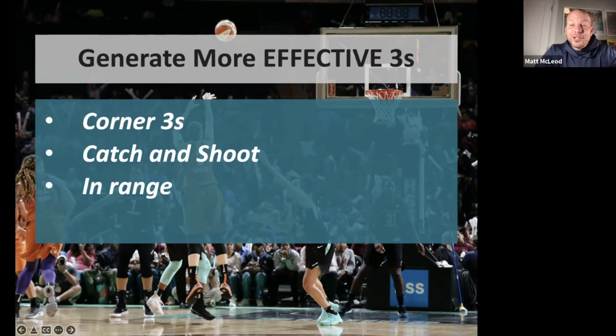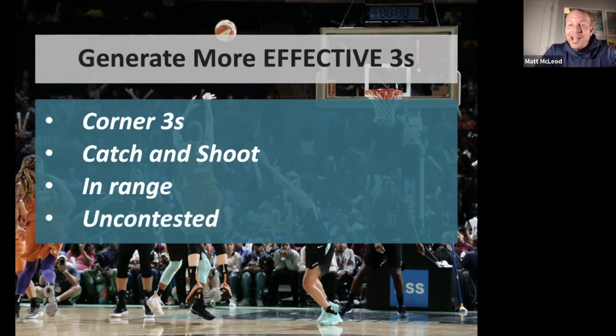Third thing I say is in range. What is in range for all your players can be different. The more you can work on them extending their range, high school player to college three, college player to the NBA or WNBA three, that's going to make them more effective. They're further out. The defense is not going to guard them that far out. You must increase the range of your players.